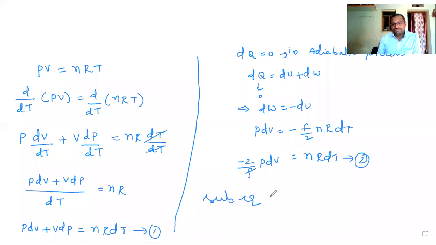Substitute equation 2 in equation 1. What will we get? PdV plus VdP is equal to nR dT. What is nR dT? Minus 2 by F PdV. That I will substitute there. Let us send this to this side.